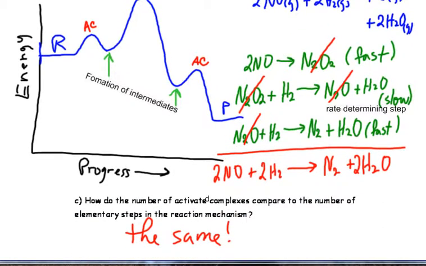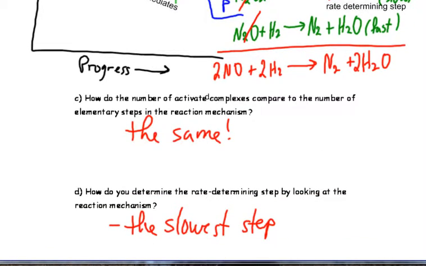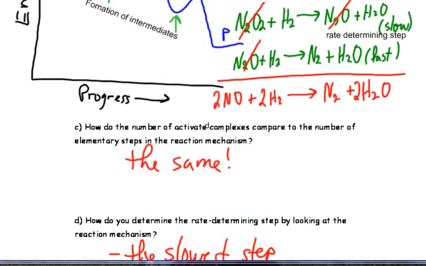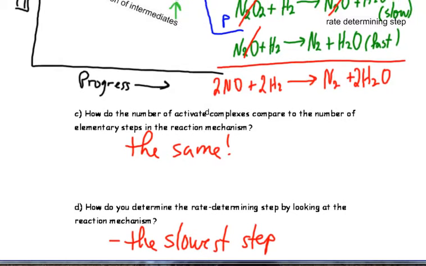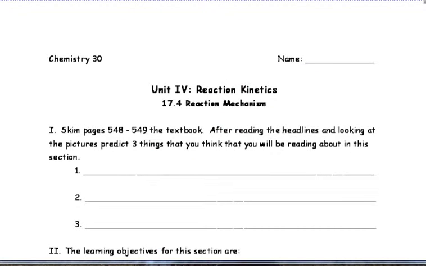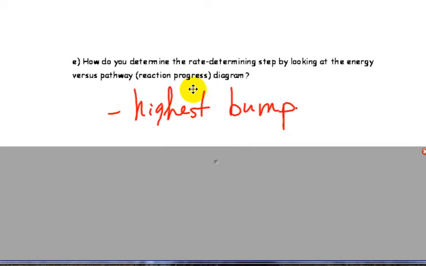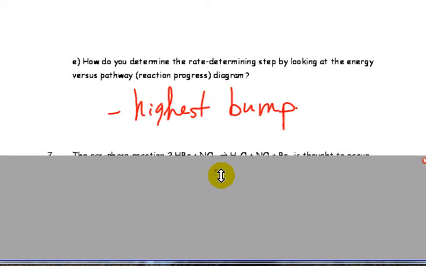So how do the number of activated complexes compare to the number of steps? They're the same. 3 steps, 3 humps, 3 activated complexes. How do you know how fast the reaction is going? You look at the slowest step or you look at the highest hump, because they're synonymous, same thing. Okay, next question. How do you determine the rate determining step? By looking at the pathway diagram. It's just simply the biggest bump.